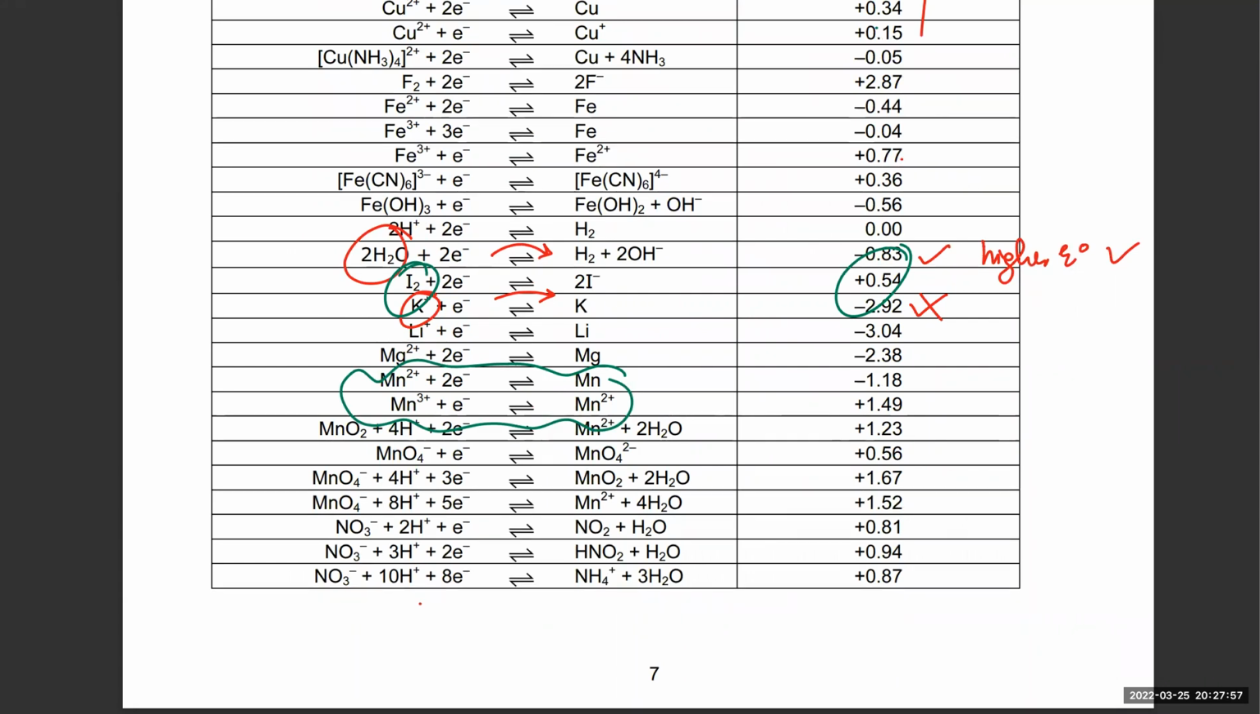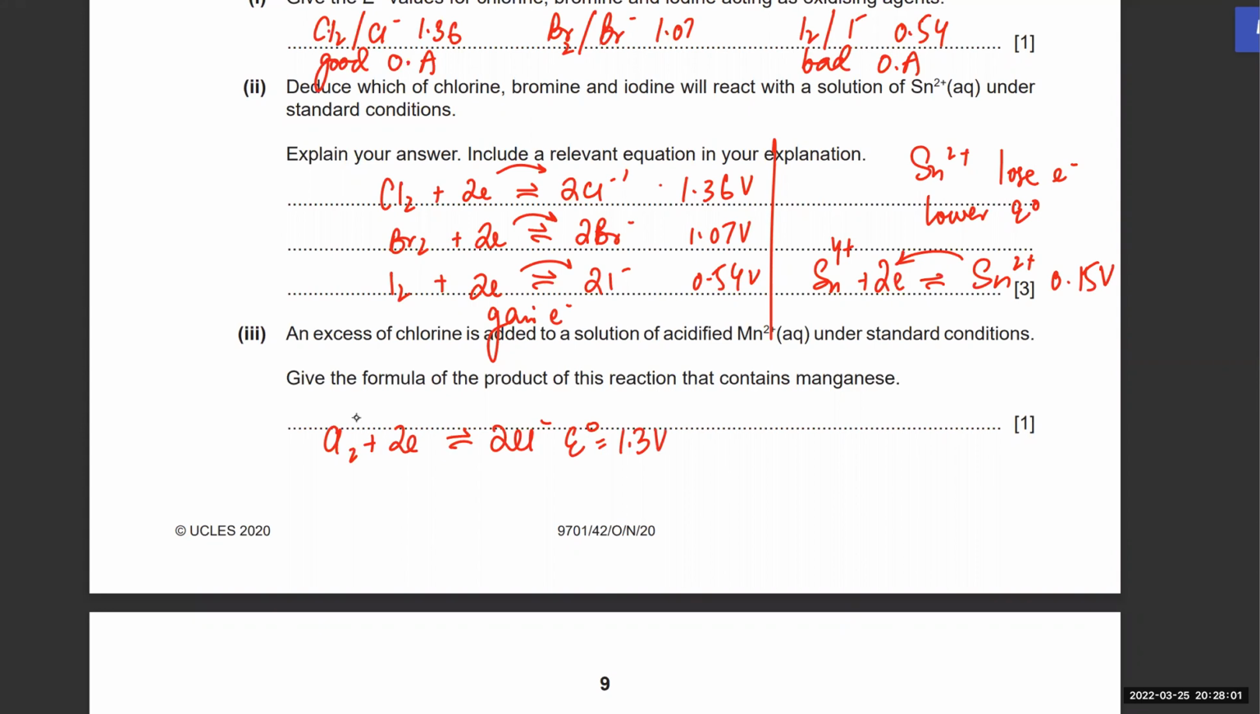Now, remember this: we've got Cl2, and Cl2 can only gain electrons. That's the only equation, Cl2 can only form negative ions. So if it wants to gain electrons, and this is 1.36 volts, it should be the higher potential, right? Mn2+, on the other hand, would be the one that would be losing electrons.